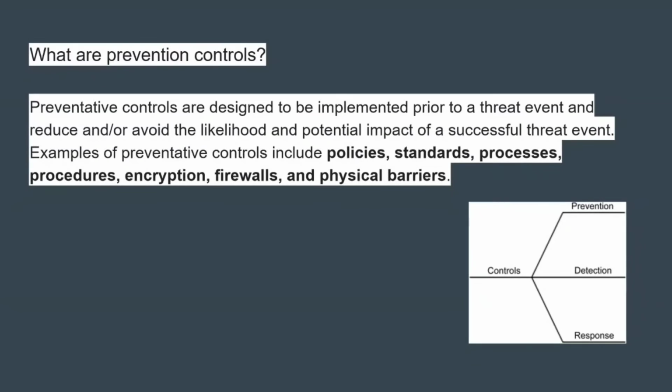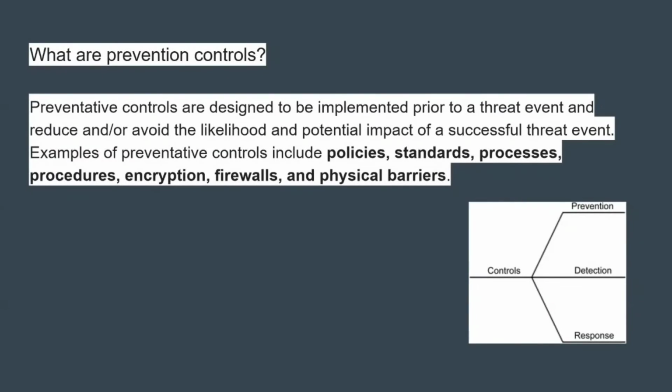In this case we will talk about preventive control. What are the types of preventive control? Preventive controls are designed to be implemented prior to a threat event and reduce or avoid the likelihood and potential impact of a successful threat event. Examples of preventive control include policies, standards, processes, procedures, encryption, firewalls, and physical barriers, which means that all these things come under internal control, which helps the organization to prevent such losses.